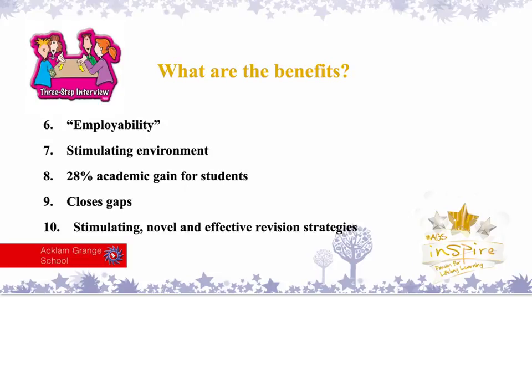Number 9, cooperative learning has actually been proven also to close the attainment gap between minority and majority students, and it's been proven that minority students gain far more than majority students, whilst the majority students still make good progress. And finally, number 10, cooperative learning strategies provide stimulating and novel revision strategies for exam questions and increase the information retained by the students.